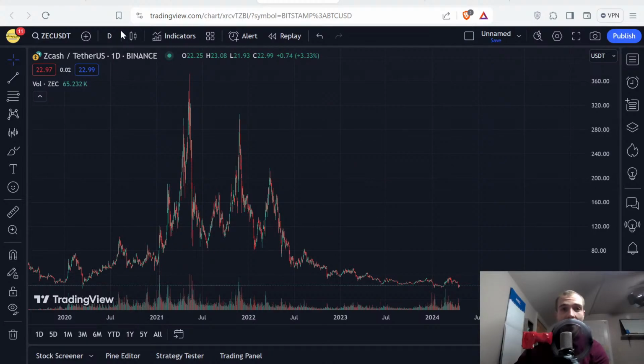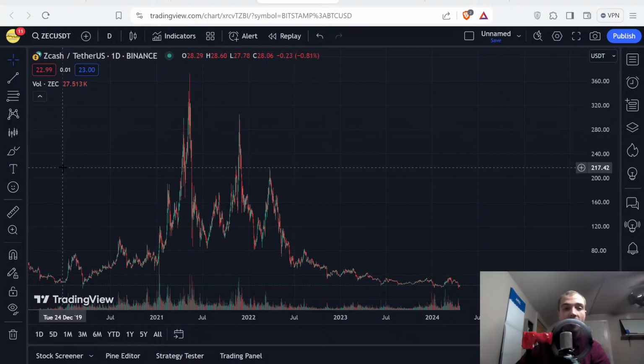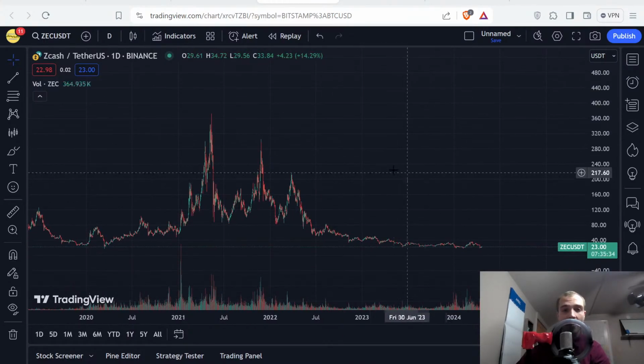So let's talk about that, right? Because these coins don't go straight up. These coins go sideways for quite some time and then they move up, right? That's the nature of these markets. They have accumulation patterns.